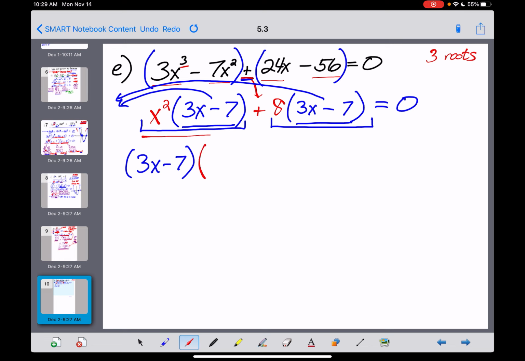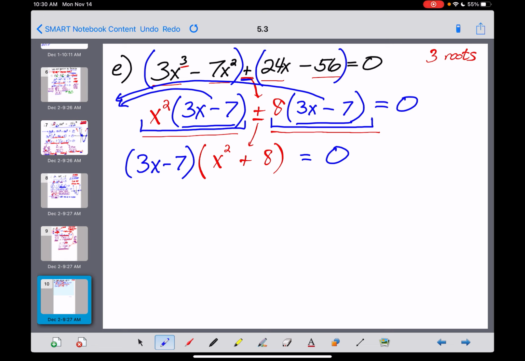What's left over from the first term after we take out the 3x minus 7? X squared. This plus comes straight down here now. And what's left from the second term after we yank out the 3x minus 7? That's going to be an 8. And that, you guys, is our factored expression at this point right here.